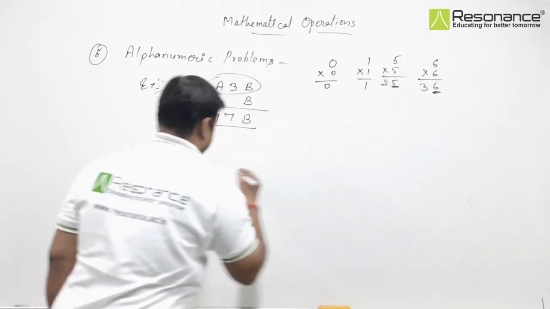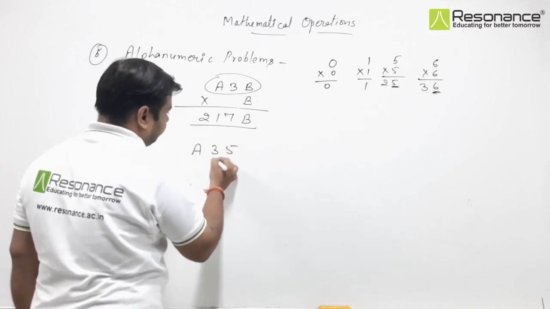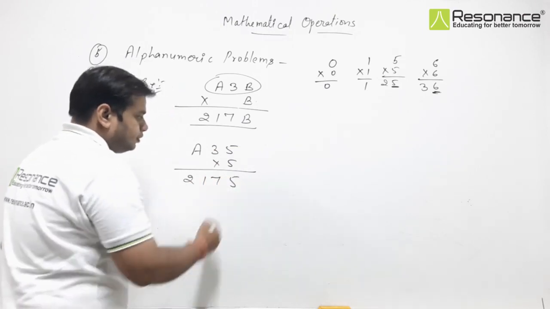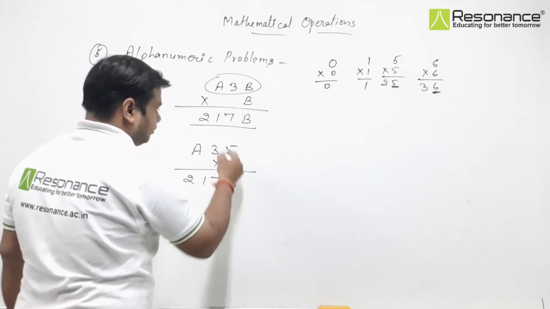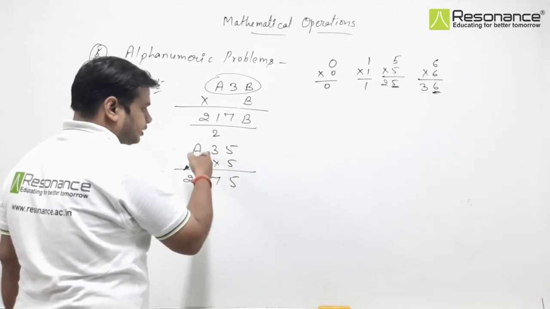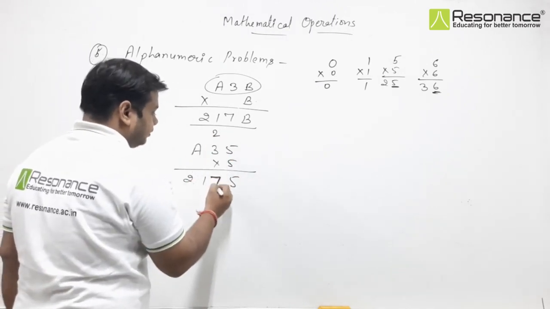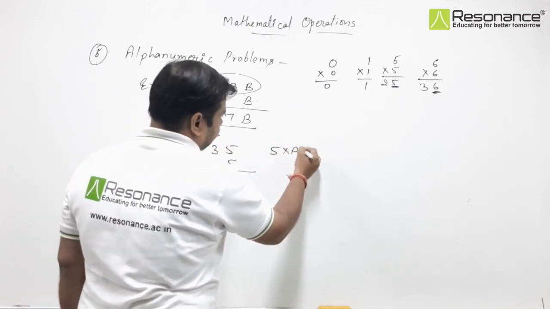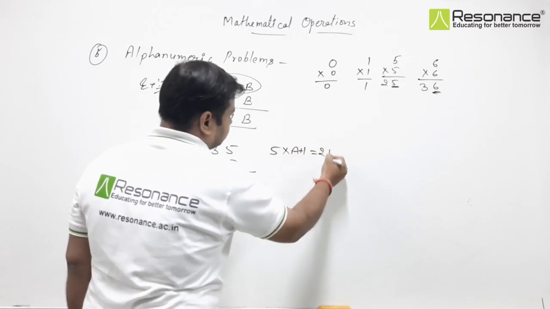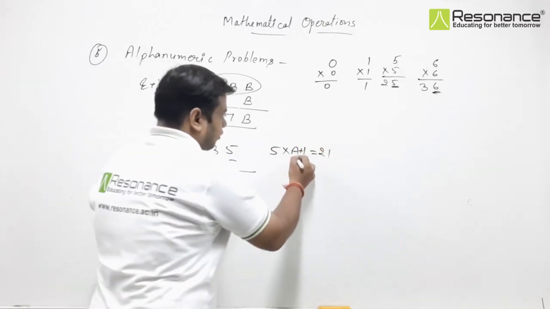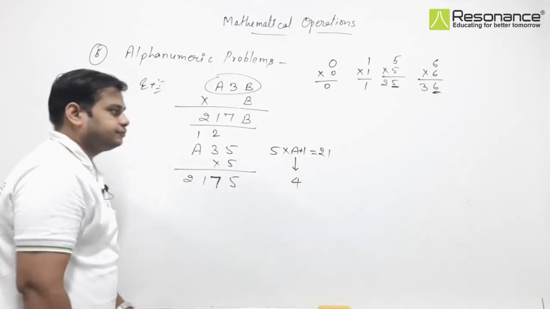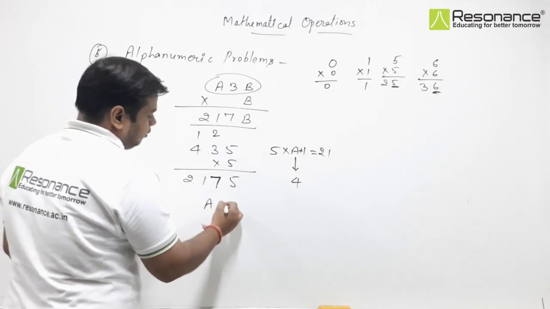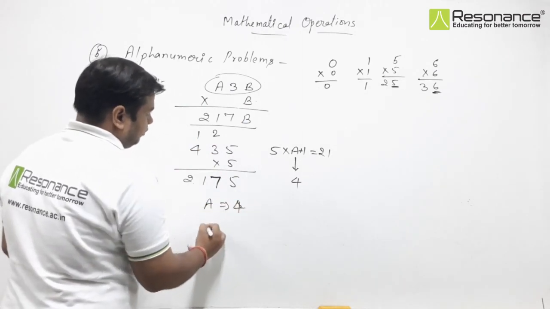Now we'll apply 5. So A35 multiplied by 5 will give us 2175. 5 5s are 25, 2 is carry over. 5 3s are 15, 15 plus 2 is 17, 1 is carry over. Now 5 multiplied by A plus 1 will give us 21. So the value of A becomes 4. So A will be replaced by 4. So the value of A is 4 and the value of B is 5.